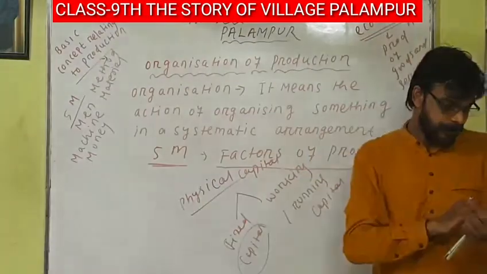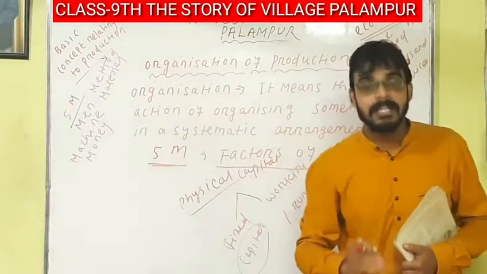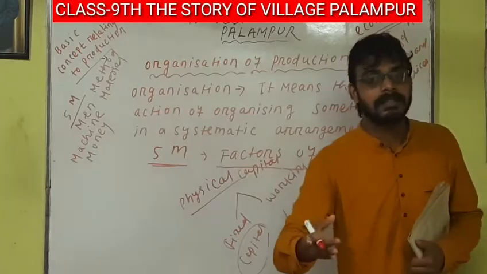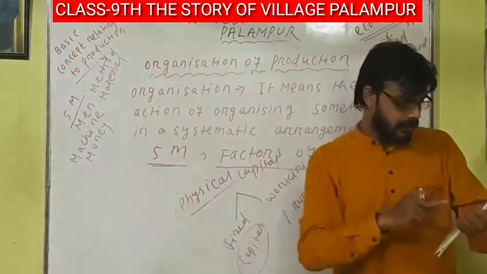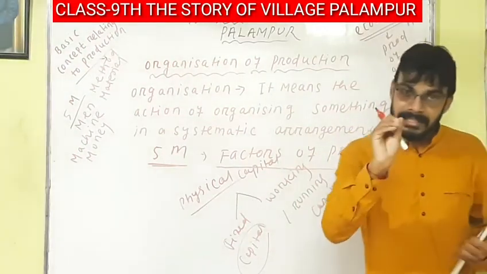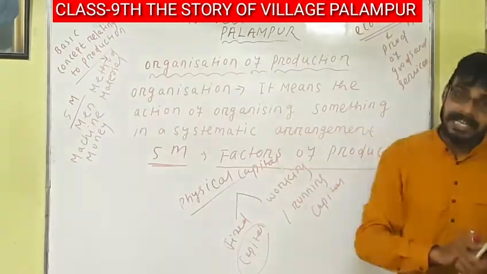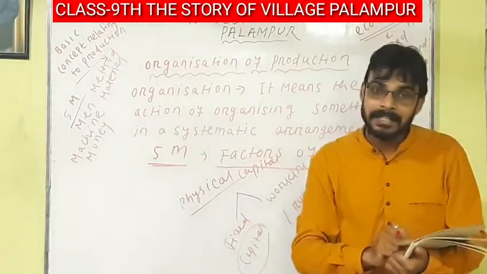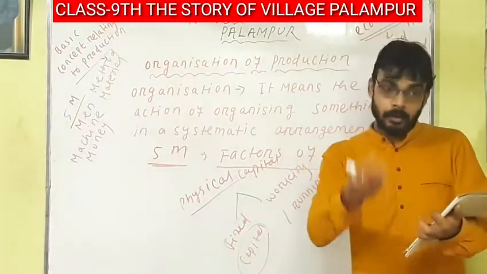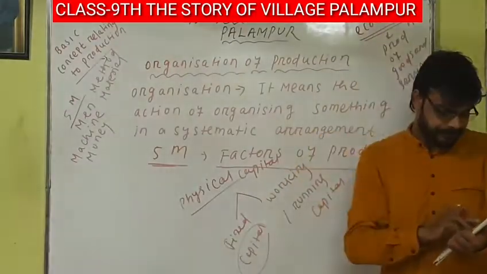Next, raw material is known as working capital. Working capital means the amount invested for running day-to-day activities or day-to-day transactions. Raw material and money in hand, not cash at bank, cash in hand. Cash in hand will be called working capital. Cash at bank will not be considered working capital. The cash which is now in our hand will be called working capital or running capital.